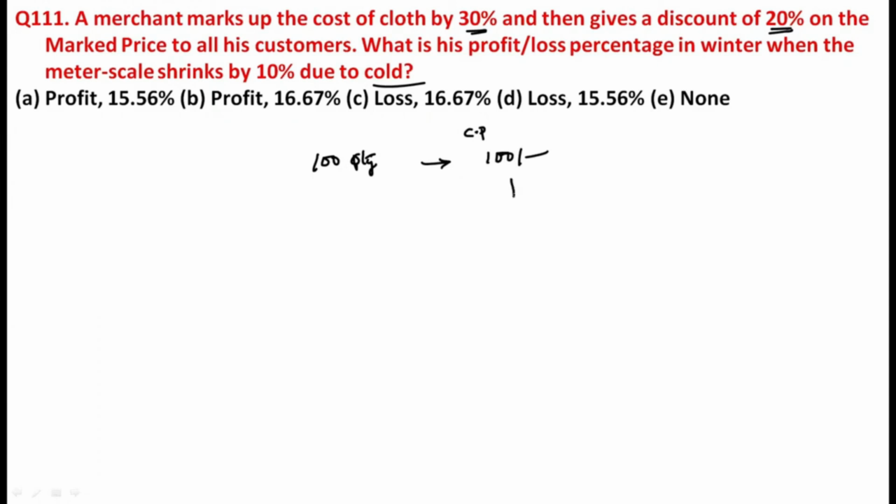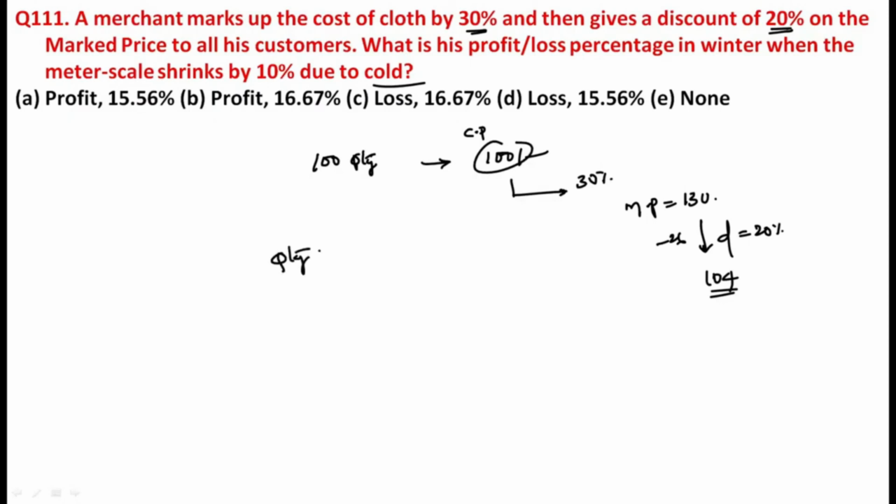But he increases his price by 30%, so the market price is equal to 130. But he allows a discount of 20%, so 20% means they reduce by 26 rupees. Now you get that the selling price is 104, the cost price is 100. Now in the same way just prepare this information. For any question regarding quantity and prices, you just use the cross multiplication concept.